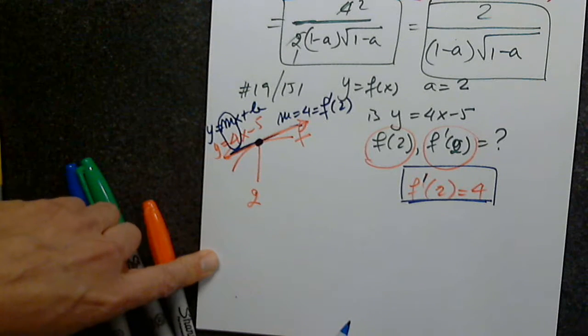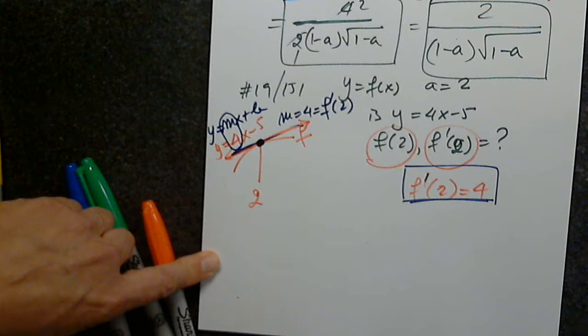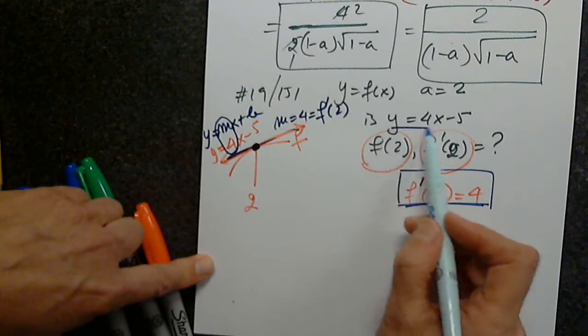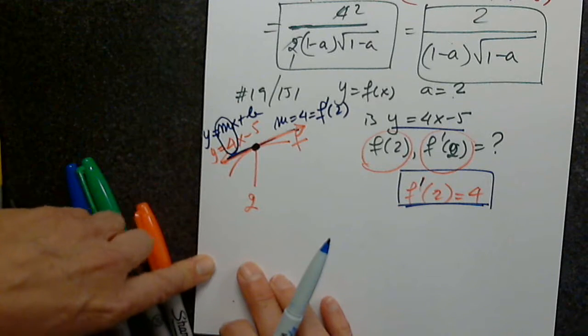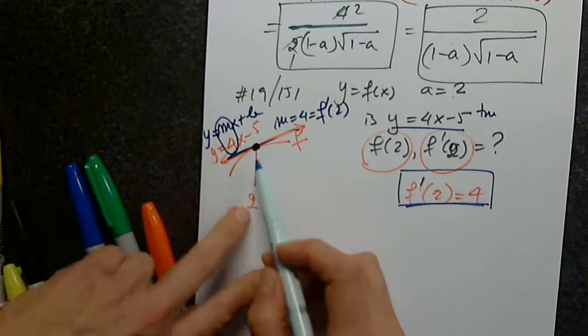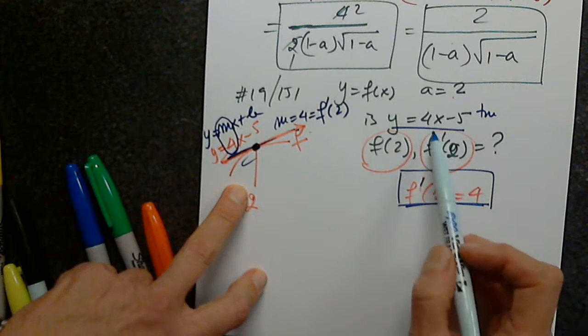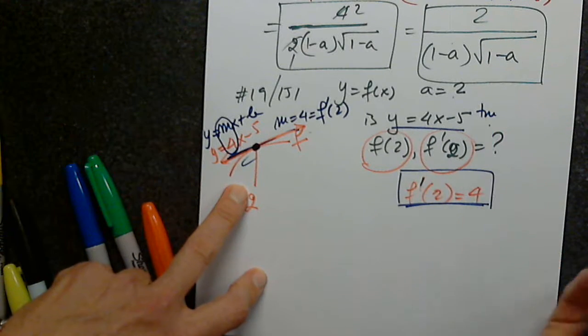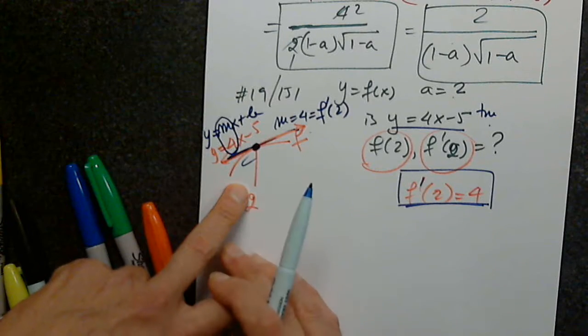Why is that the equation of the tangent if it's the equation of the function? We're not given the function. We're only given the tangent at 2. Yes, this is the tangent. That's why I graphed it here. So y equals 4x minus 5 is the equation of the tangent at 2.